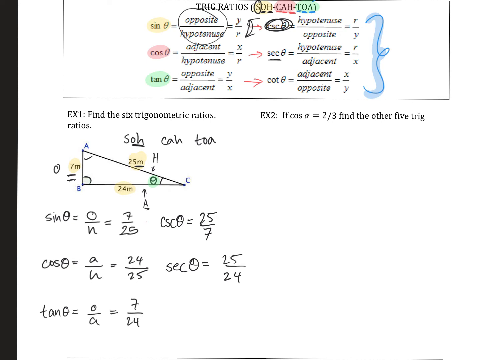We shouldn't be using those arrows, actually. They're just going to be the reciprocal. And lastly, we have tangent of theta. So the reciprocal of tangent is cotangent. So cotangent of theta is going to equal 24 over 7. And there we go, we have the 6 trigonometric functions.